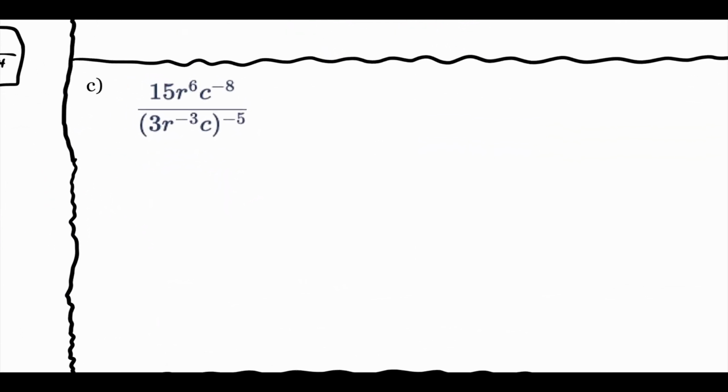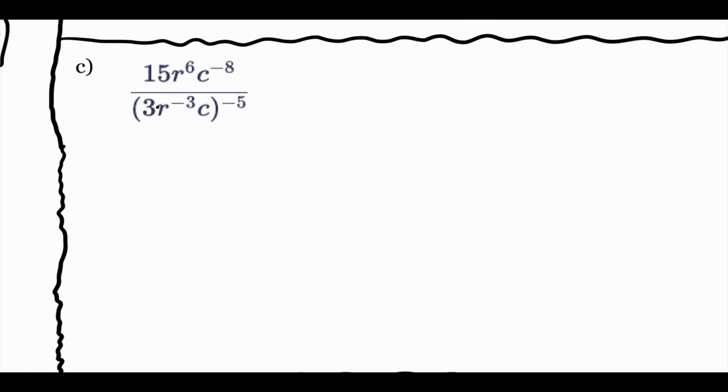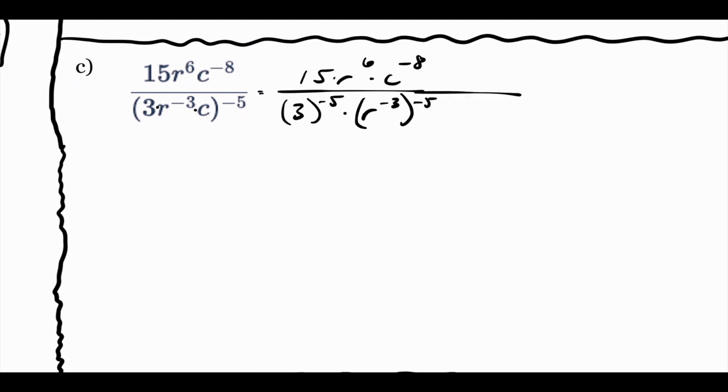Okay, so the bottom has parentheses. Inside the parentheses, I have 3 things: 3, r to the negative 3 power, and just c. So the top is going to stay the same for right now. I'm not going to do anything to the top because it doesn't have any parentheses. So 3 is going to get a negative 5 power. R to the negative 3 is going to get a negative 5 power. And c is going to get a negative 5 power.